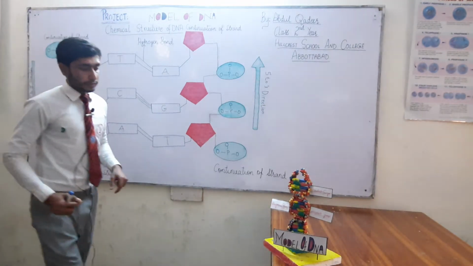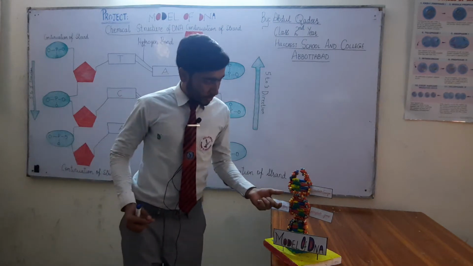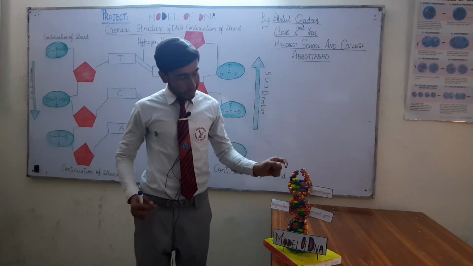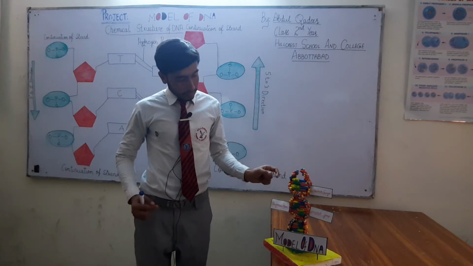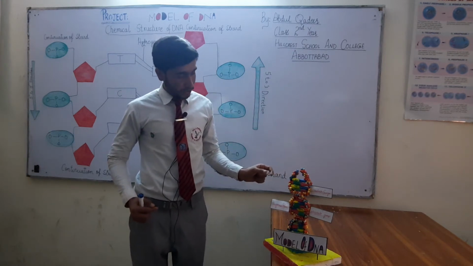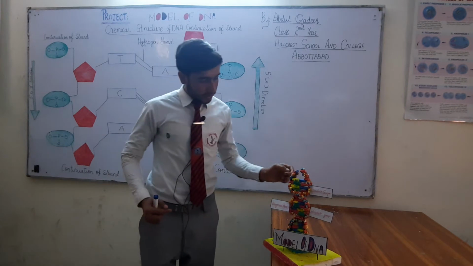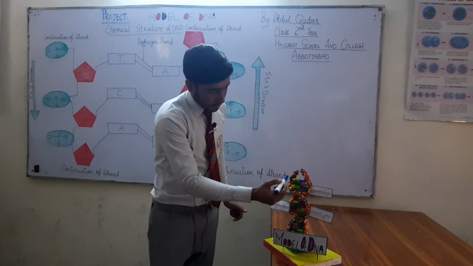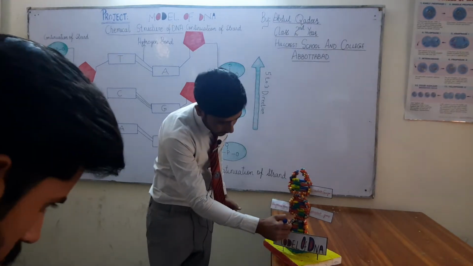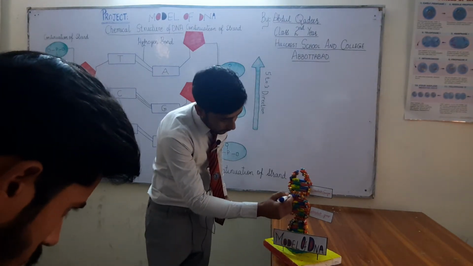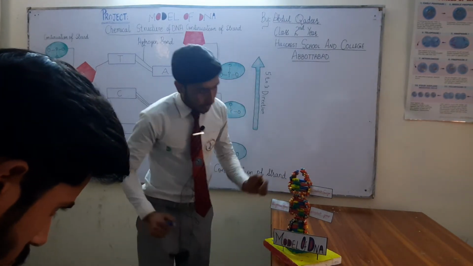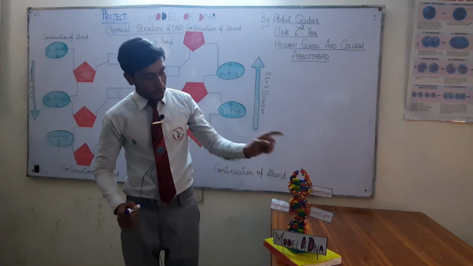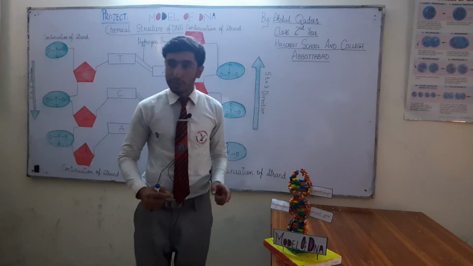Here we have the Watson and Crick model of DNA. According to the Watson and Crick model, the DNA molecule is a double helical structure. You can see here this is a double helical structure. It means it has two strands. This is one strand, which is made up of phosphate group and pentose sugar, and this is another strand. These two strands run in opposite directions.